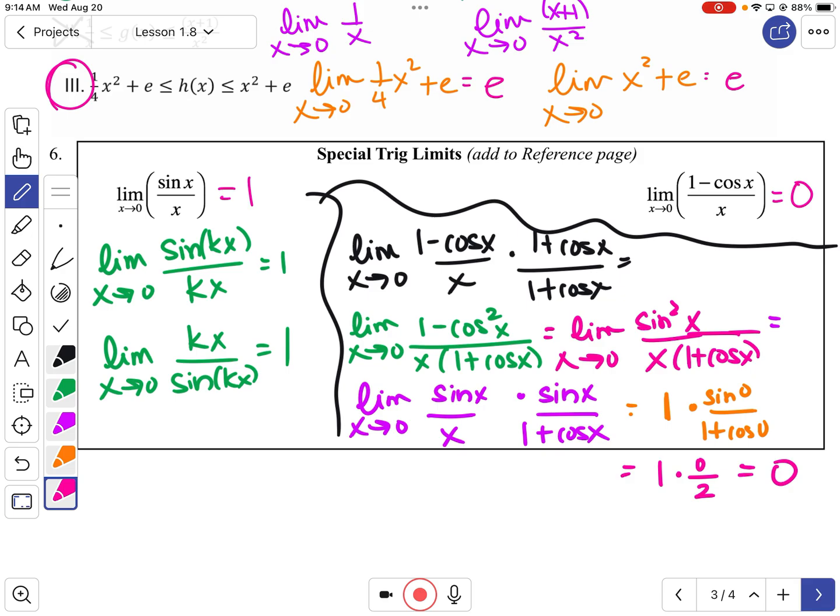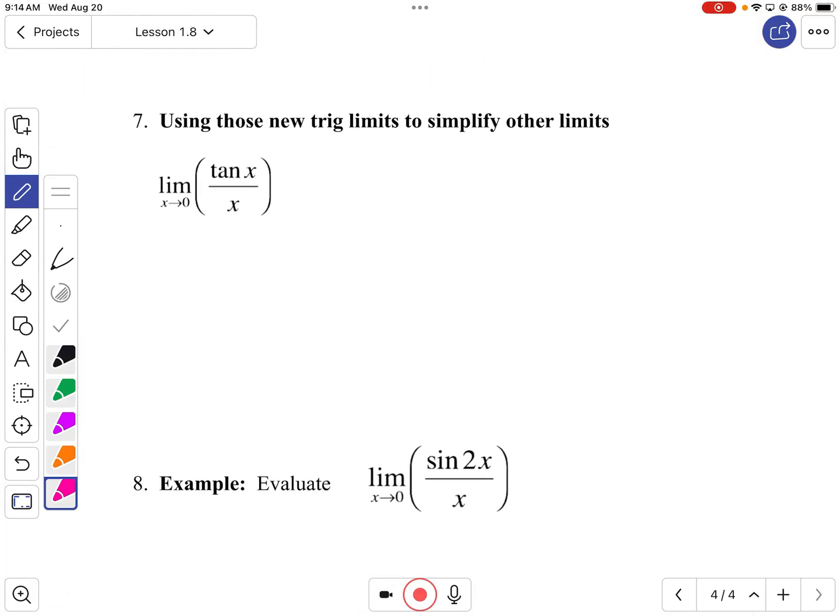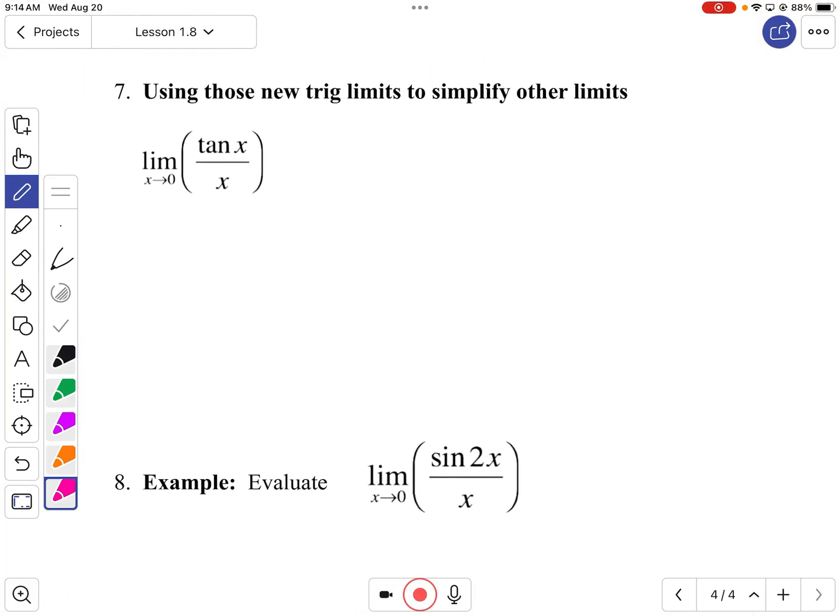All right, we ready? Here we go. Let's look at this first one. So let's see if we can use our new trig limits to help us simplify others. So the limit as x approaches 0 of tan x over x. Well, the first problem I see is there's a tangent. Can I redefine tangent? Yes. Let's redefine tangent. So keep your limit. Sine x over cosine x divided by x. It still doesn't fix my limit because there's a 0 in the bottom.